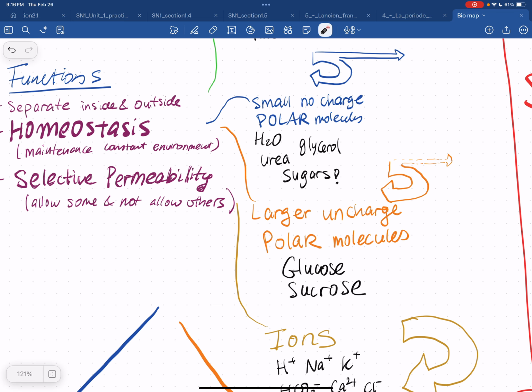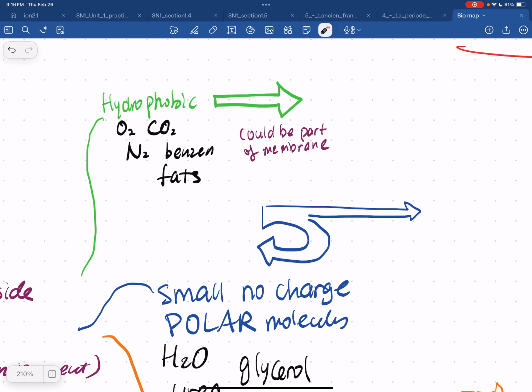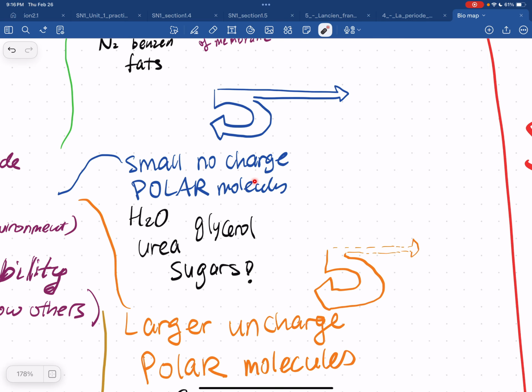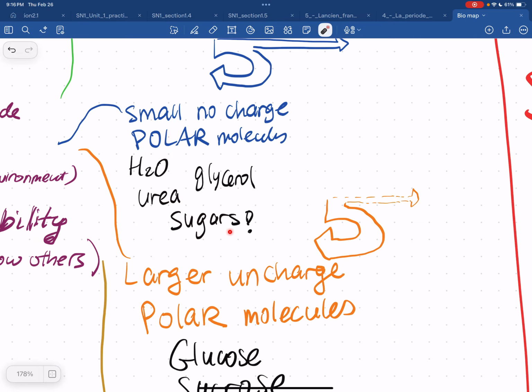What is this? Yeah, this is just simple diffusion. This is called simple diffusion right here. I already wrote it. Small hydrophobic molecules, usually gases like O2, CO2, N2, benzene, and fats, can just come in through the membrane really easily. Small, uncharged polar molecules: if they're polar but small and have no charge, then some of them can get in, but some of them won't, such as water, glycerol, urea, and sugars.